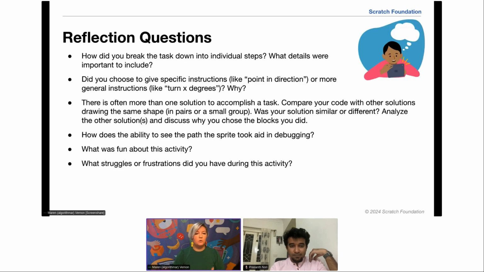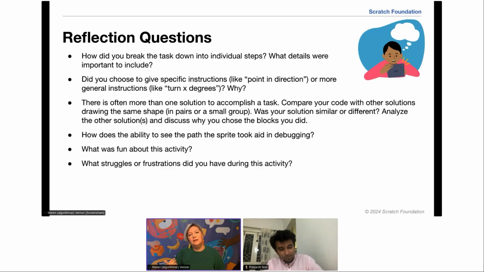And so as we're looking through the code, all these questions are really important. But I think the other important thing to ask is, what was fun about this activity, right? And what struggles or frustrations did you have during the activity? How did you get stuck and unstuck? Because I think that's also a really powerful learning opportunity in this. Again, it's more about the process than the thing. So learning how folks figured out how to get unstuck is just as valuable as being able to create a shape in this activity.